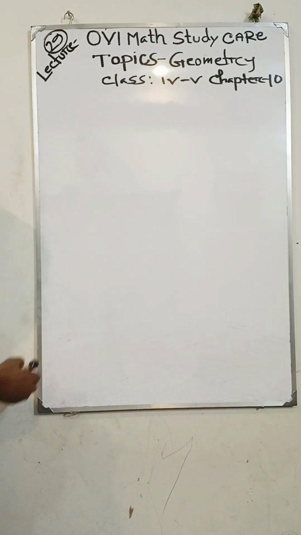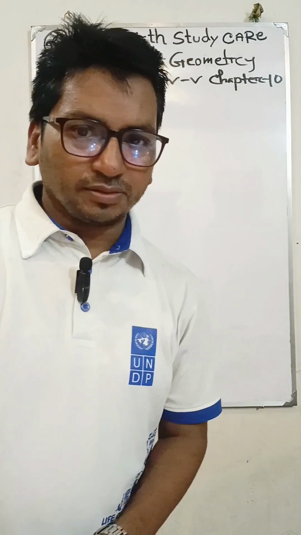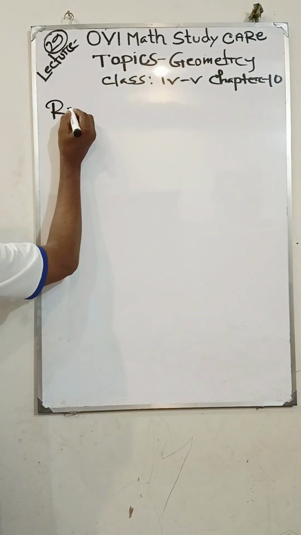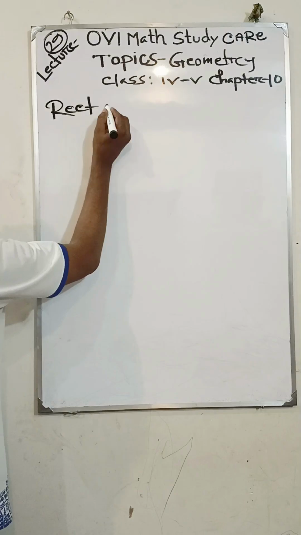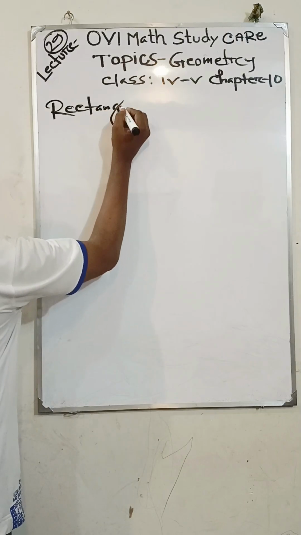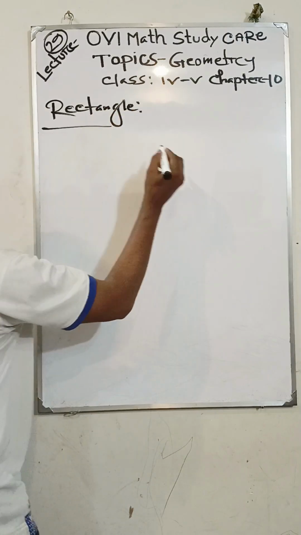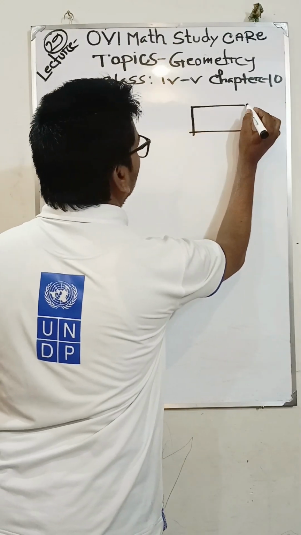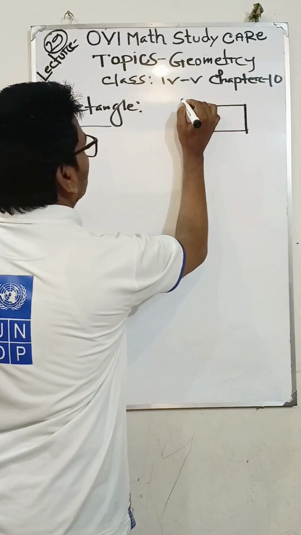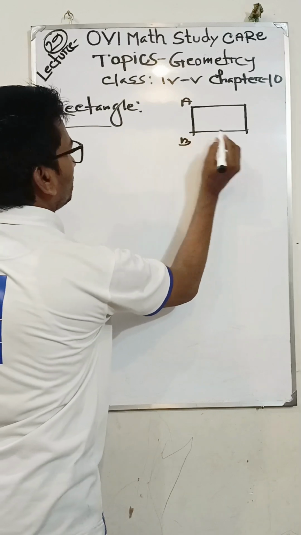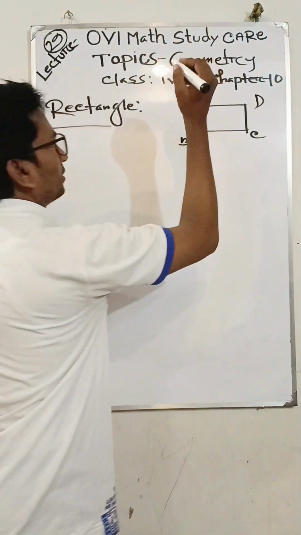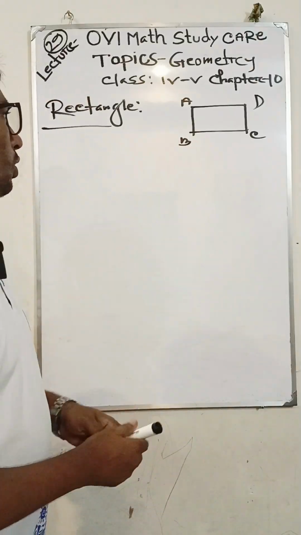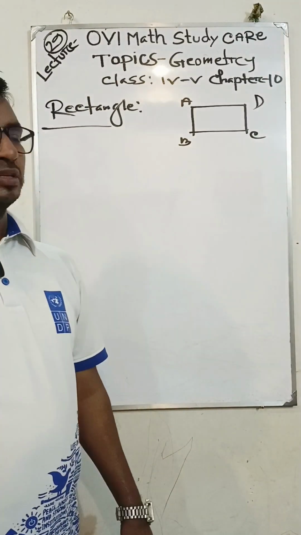Geometry, rectangle. First figure is rectangle. Suppose A, B, C, D. This is a rectangle. How can we understand it is a rectangle?